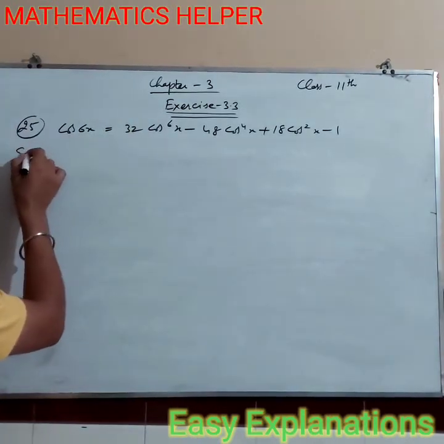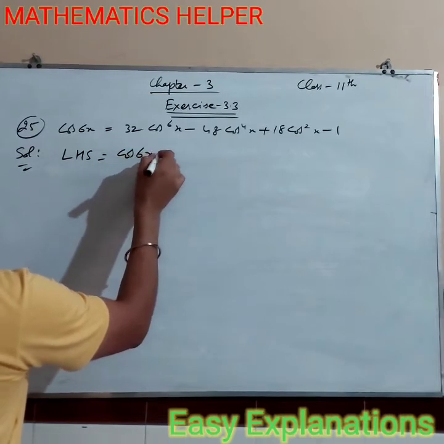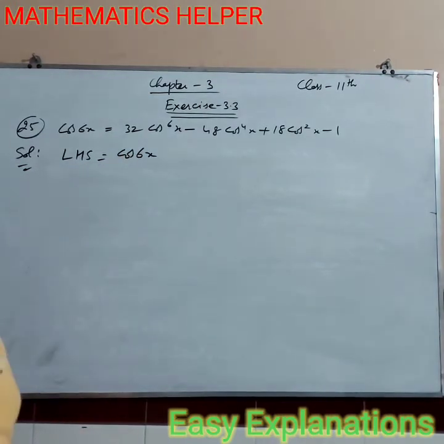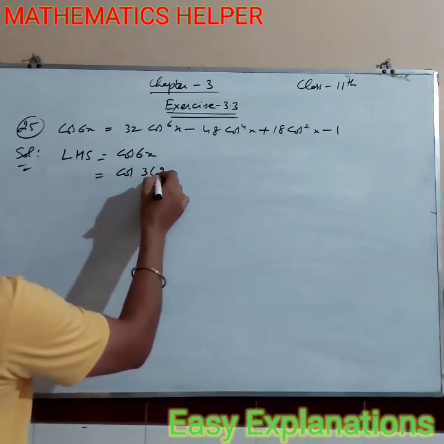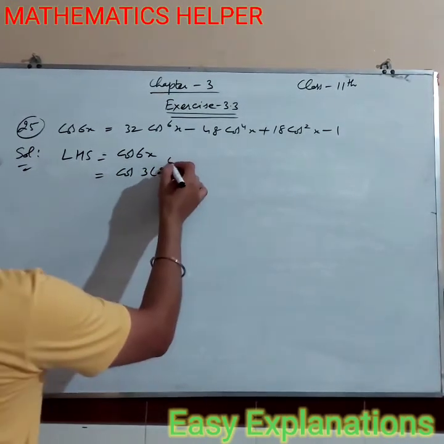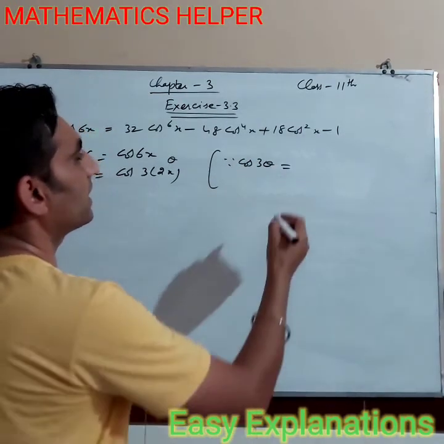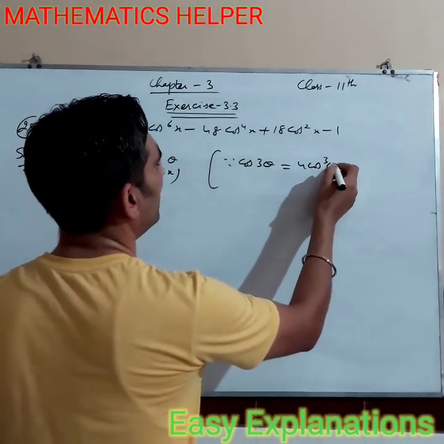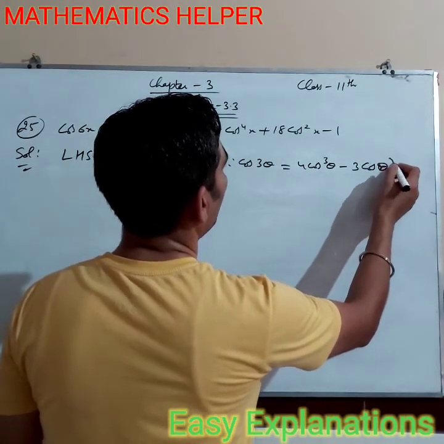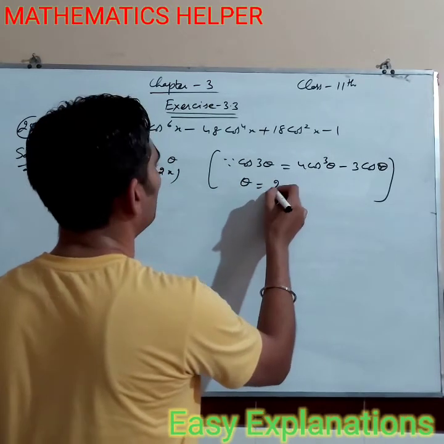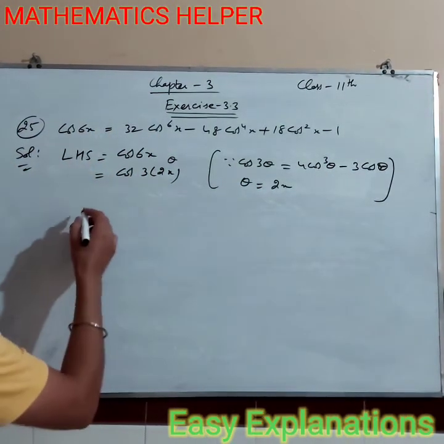Let's start its calculation in the same way. Start from the left side of equality, which is cos of 6x. Students, here you have to remember one thing, how we break this 6x as cos of 3 times 2x, which is same as cos 3 theta. What is cos 3 theta's formula? That is 4 cos cube theta minus 3 cos theta. So we have this situation where theta is 2x. Remember this calculation. You will be able to continue the calculation in this case.